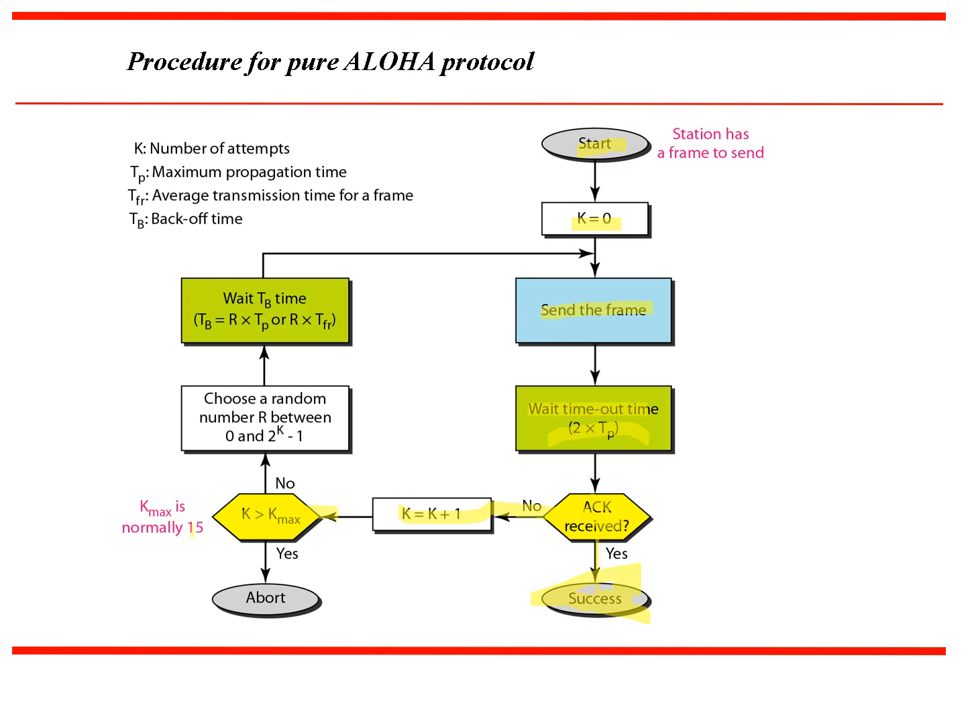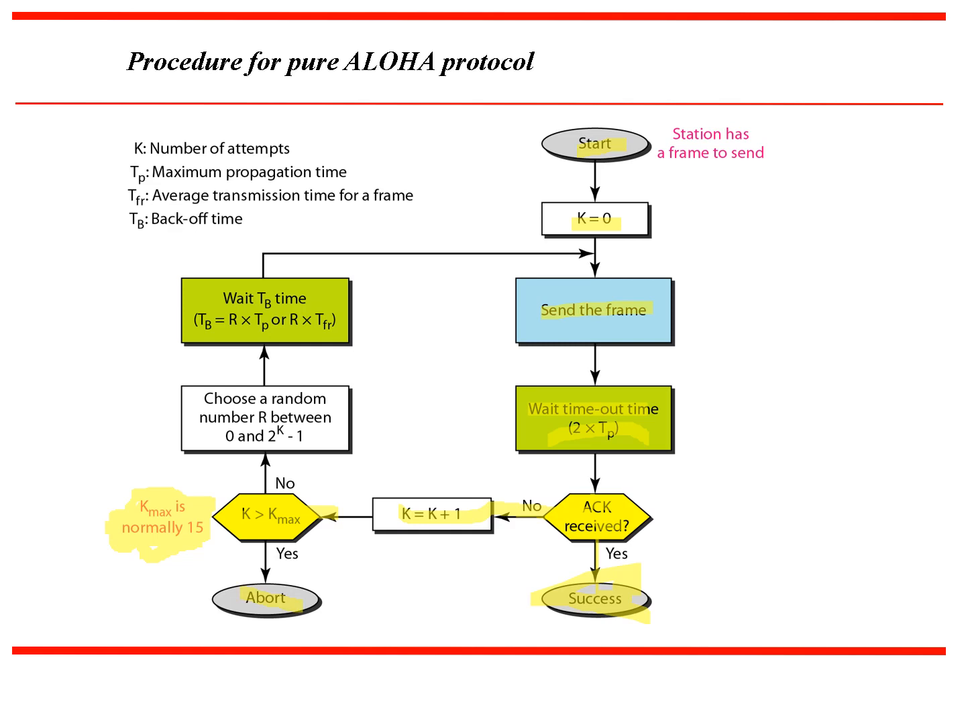Kmax is normally taken as 15. That is, for sending a particular frame up to 15 times, the sender tries to send it without any collision. Within those 15 chances, it may be accepted by the receiver. Otherwise, after the 15 trials, it will be aborted.